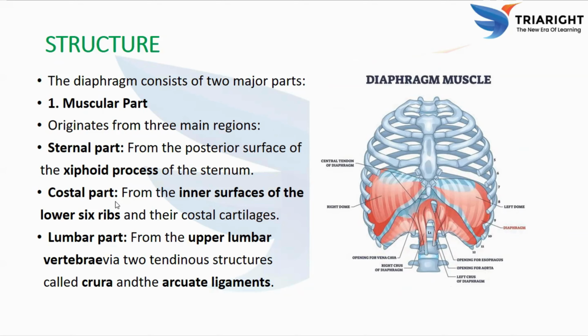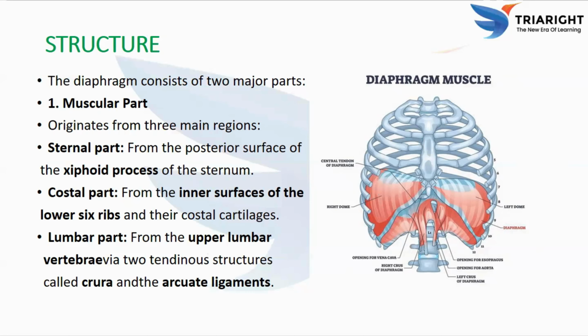Coming to the costal part, it arises from the inner surface of the lower 6 ribs and their costal cartilages. It forms the largest portion of the diaphragm. Among the three regions, this costal part is the largest part of the lower diaphragm, curving along the sides of the thoracic cavity.